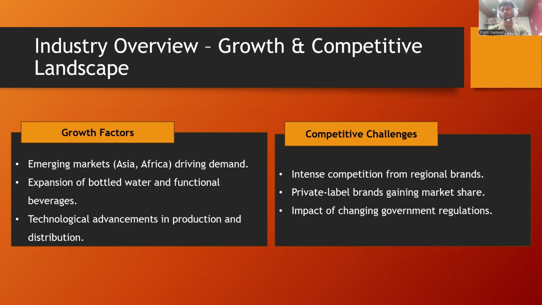Lastly, changing government regulations such as sugar taxes, health warnings, and plastic bans directly affect profitability. Companies need to continuously adapt to these evolving policies to stay competitive.